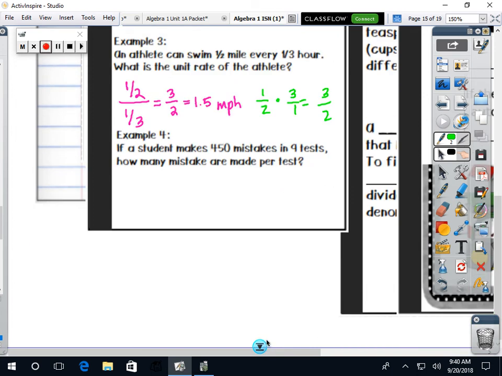All right, example 4. If a student makes 450 mistakes in 9 tests, and we're going to assume that they're consistent and they make the same amount of mistakes per test, which I know is not realistic, but we're just going to assume it is. How many mistakes are made per test? You would take the 450 mistakes made on the 9 tests, and that would simplify to how many mistakes per test? 50, because isn't it 50 over 1, but you don't have to write the over 1? So 50 mistakes per test.